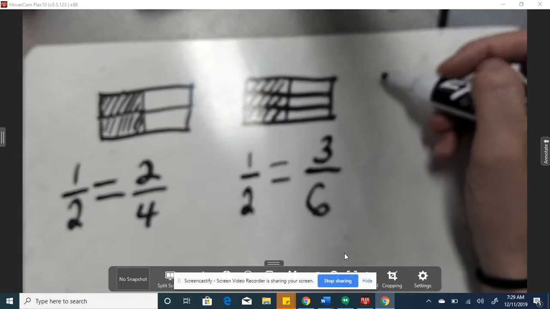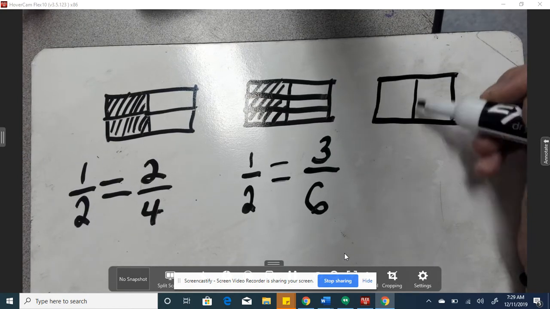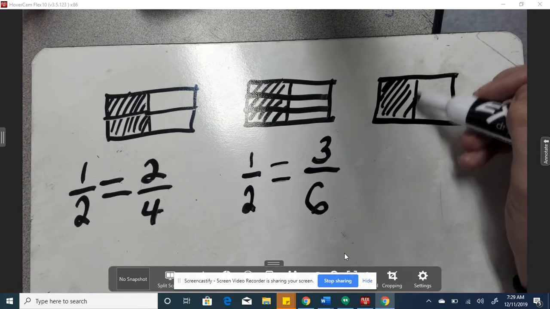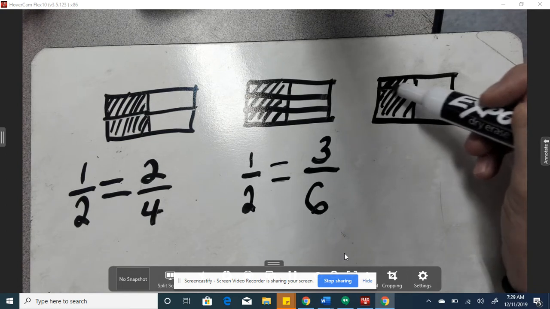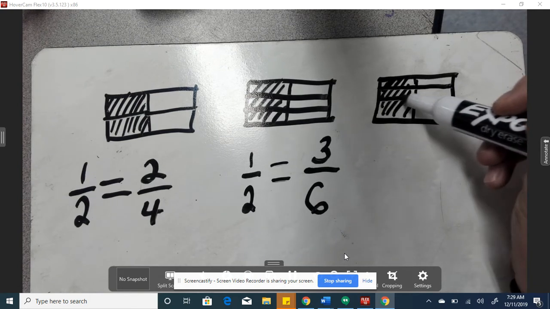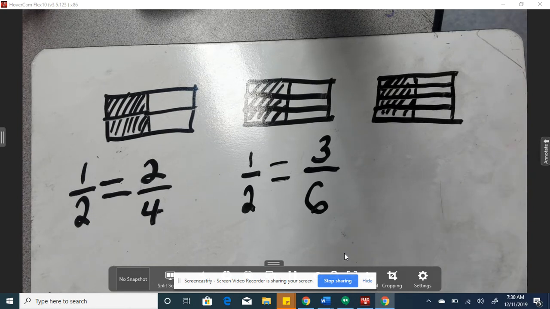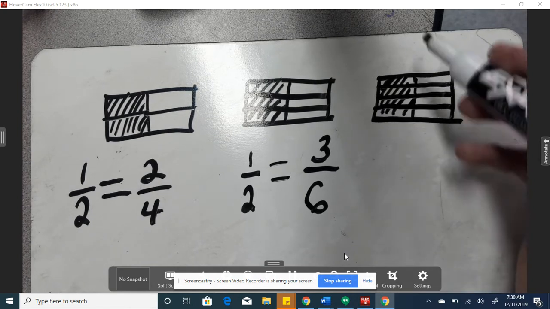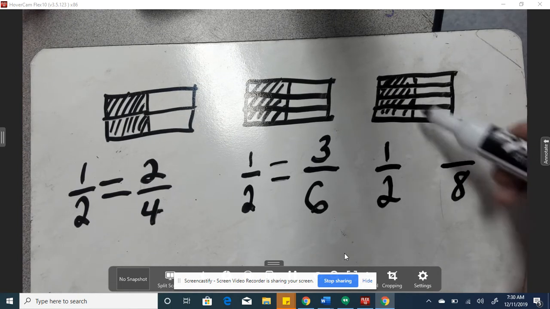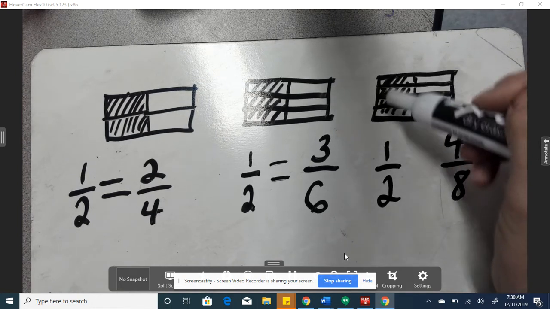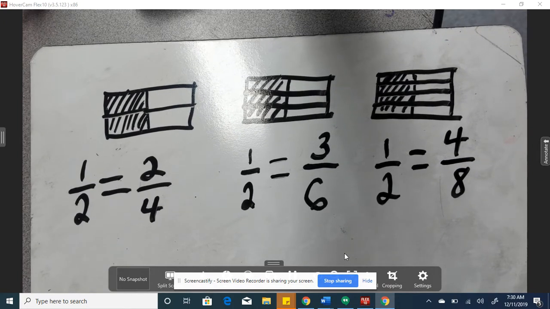We're going to do one more. We're going to shade half. All right, and now we're going to cut this into 4ths for each piece. We're going to get very small. Notice each time that we cut into more pieces, each piece gets smaller. So now we have 8 total pieces. We started with 1/2. We have 8 total pieces. 4 of them are shaded, and half of the entire figure is still shaded, so these fractions are equivalent.